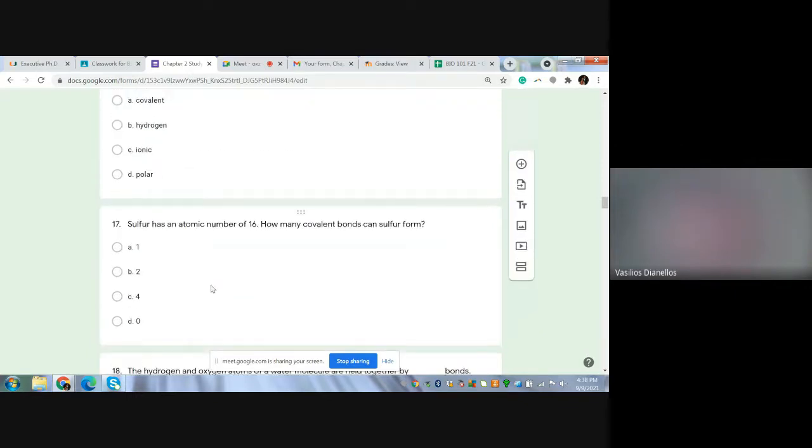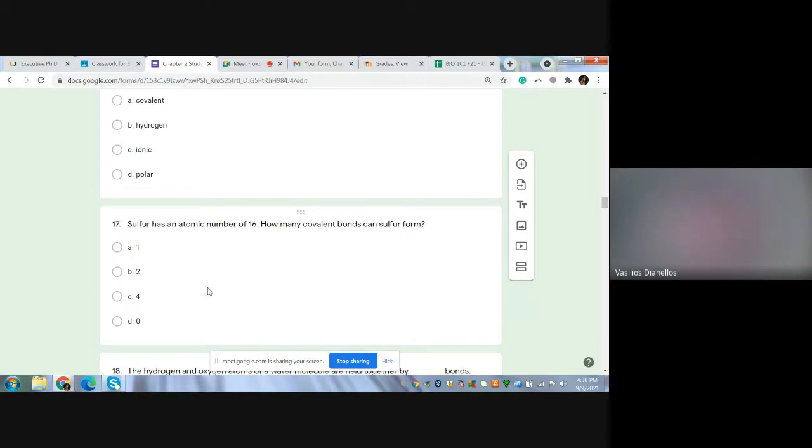All right, number 17, sulfur has an atomic number of 16. How many covalent bonds can it form? You'll probably get some version of this. If its atomic number is 16, we know that it has 16 protons. And because we didn't say anything about it being charged, we know that it also has 16 electrons.